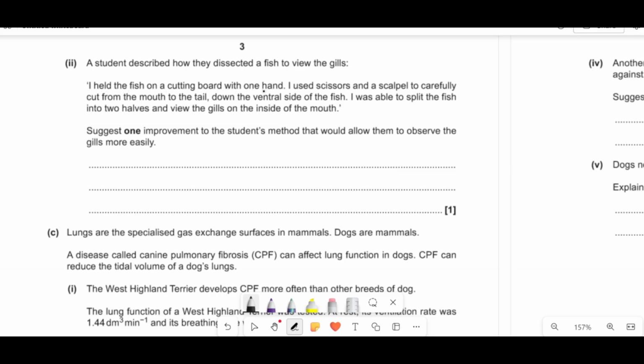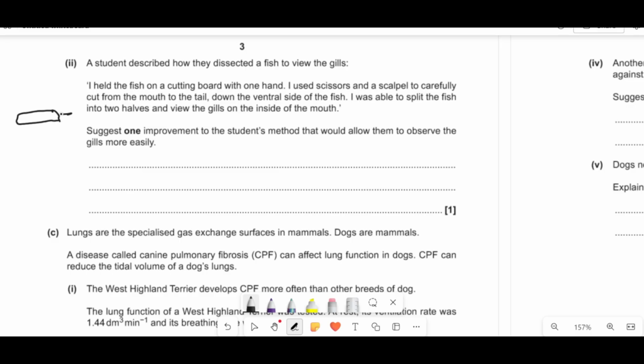I held the fish on a cutting board with one hand. I used scissors and scalpel to carefully cut the mouth from the tail down to the ventral side of the fish. I was able to split the fish into 2 halves and view the gills on the side and the inside of the mouth. So just one improvement the student could use to allow them to observe the gills more easily. So cutting a fish from the ventral side means you're cutting it from below.